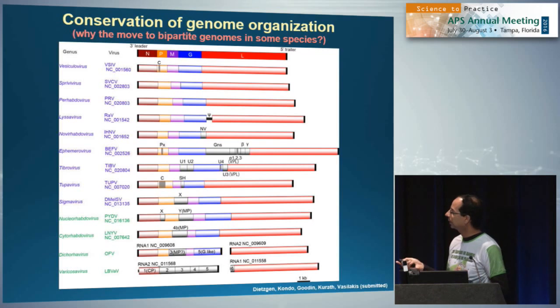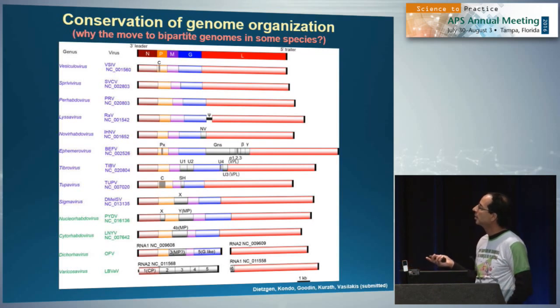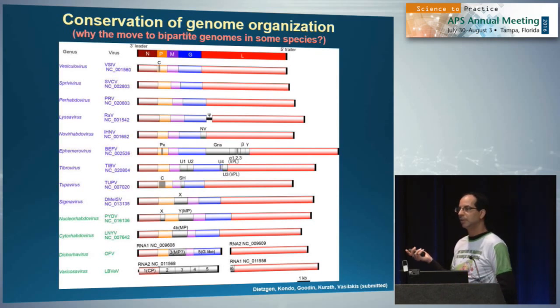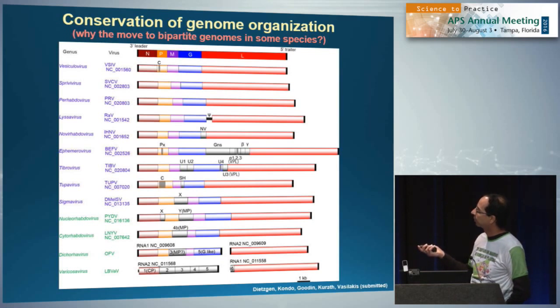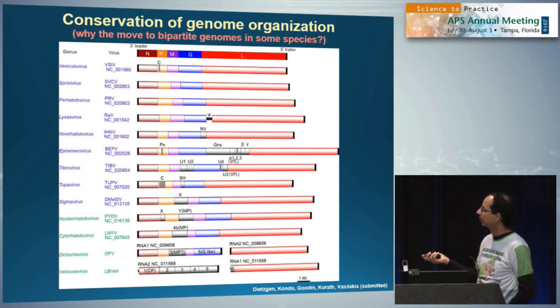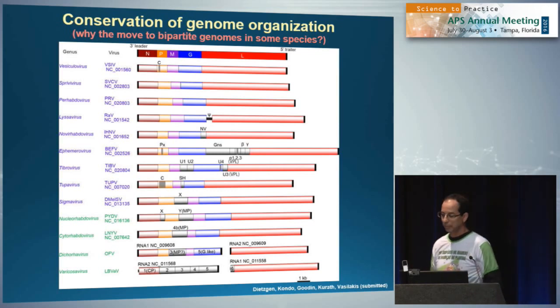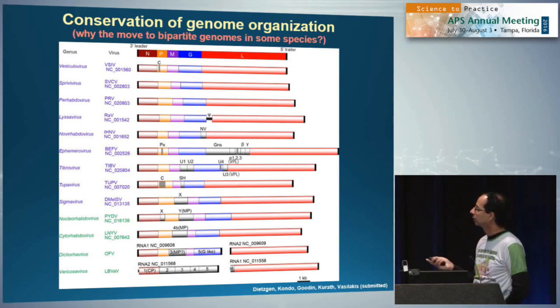Not to confuse you with this slide, don't try to memorize it all. What's important is the beautiful and extreme conservation in the genomes of these viruses. So the nucleocapsid, phosphoprotein, matrix protein, glycoprotein, and polymerase are followed quite strictly in the different genera of these viruses, including these newer emerging viruses that we're starting to describe that are actually bipartite rhabdoviruses.